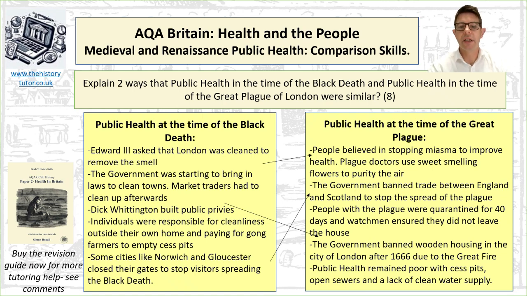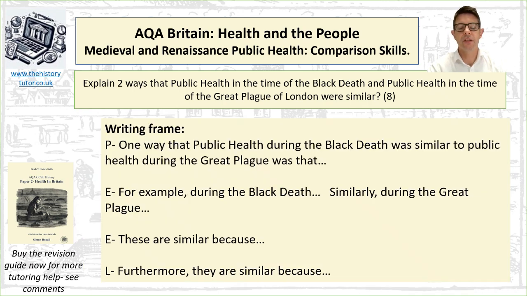So how then are we going to structure this answer? Here is a writing frame. We're going to say something like, one way that public health during the Black Death was similar to public health during the Great Plague was, and introduce a reason. So maybe that was because government was getting involved in people's health. And we're going to say, for example, during the Black Death, this happened. Similarly, during the Great Plague, this happened. And then say, these are similar because. And we're only going to do it furthermore if we really want to add a bit more complicated ideas to it and we've not quite really got complicated enough to get to the top band.